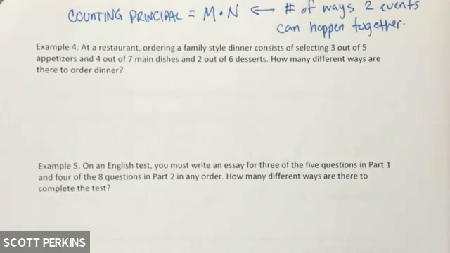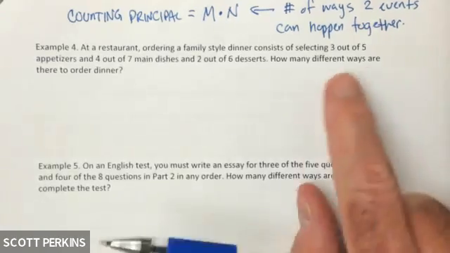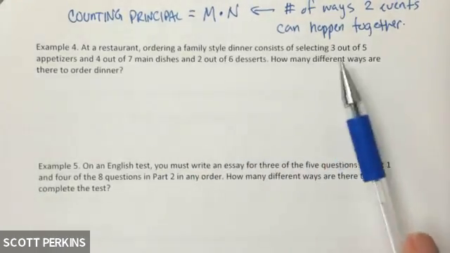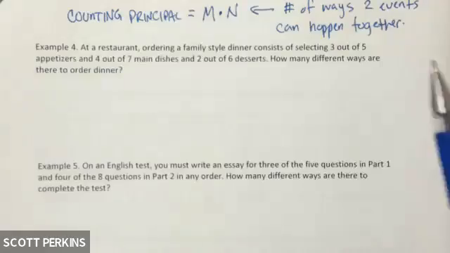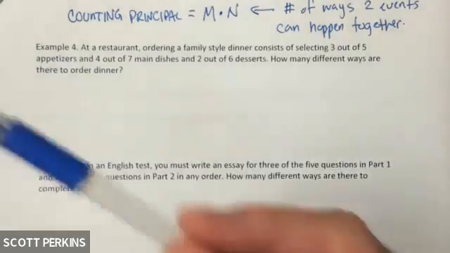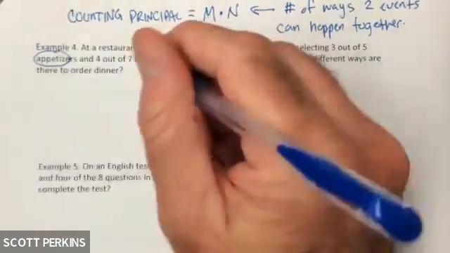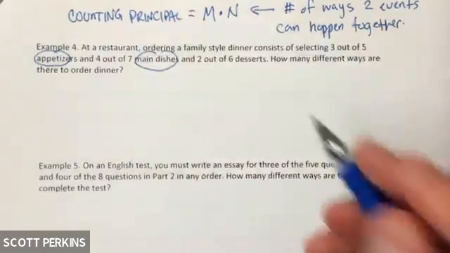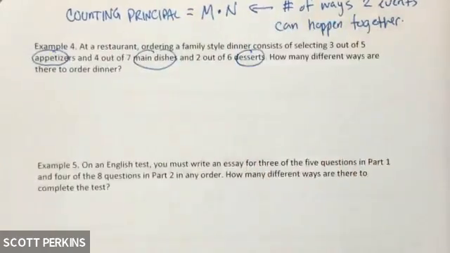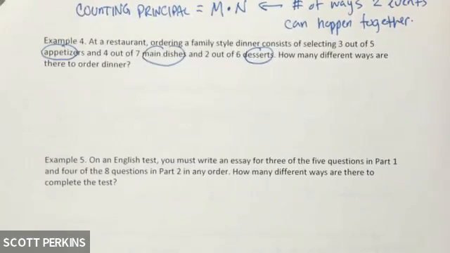If you ever go to someplace like Maggiano's, my dad likes Italian food, so we go there sometimes, and you order family-style, you can select, and I've made up these numbers, 3 out of 5 appetizers. You can do 4 out of 7 main dishes, and then you can do 2 out of 6 desserts. So there's 3 categories of things that I'm choosing from. I have 3 different lists. I want to know how many different dinner combinations there are.